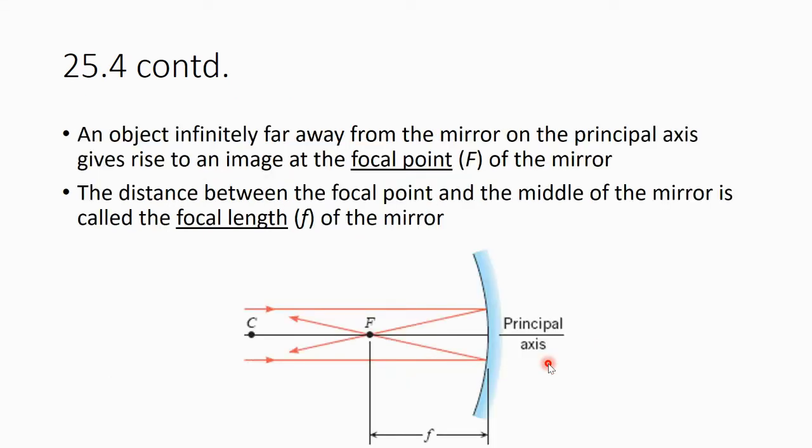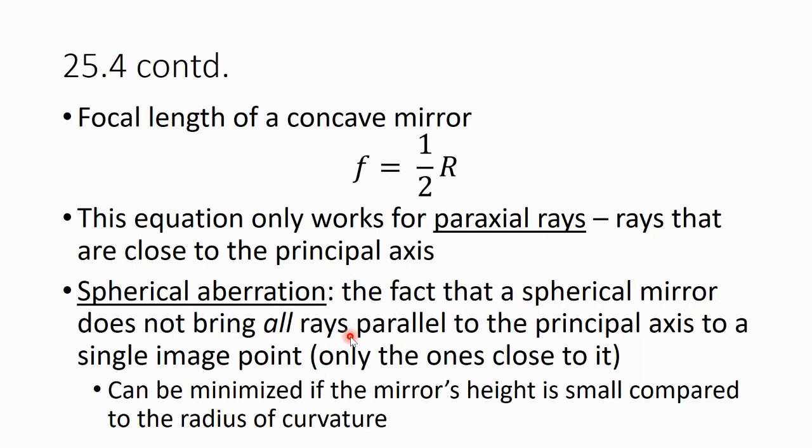An object infinitely far away from the mirror on the principal axis gives rise to an image at the focal point. So that's just saying if my object is infinitely far away, as long as it's along the principal axis, our image should be created at what we call F, the focal point, and the distance between the focal point and the middle of the mirror is called our focal length. That's a lowercase f, so our focal point is a capital F. We have this little equation.